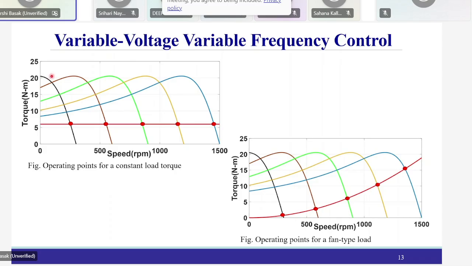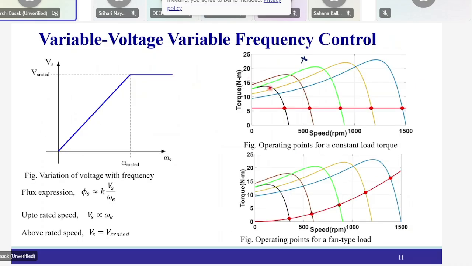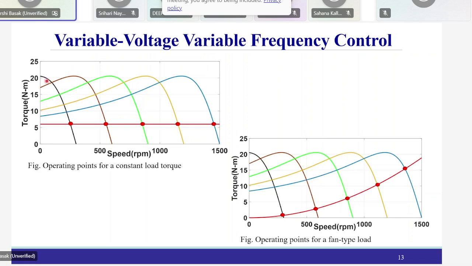So this will be the nature of the torque speed characteristics, and if you compare these two, without the voltage boost and with the voltage boost, you will see that at lower speeds also, your maximum torque is equal to the maximum torque at higher speed. But this adjustment in the voltage boost is somewhat ad hoc.